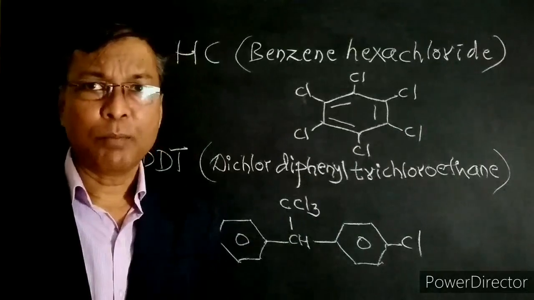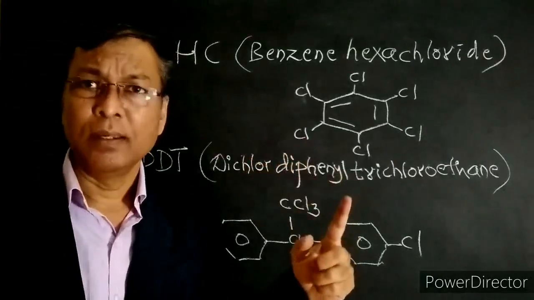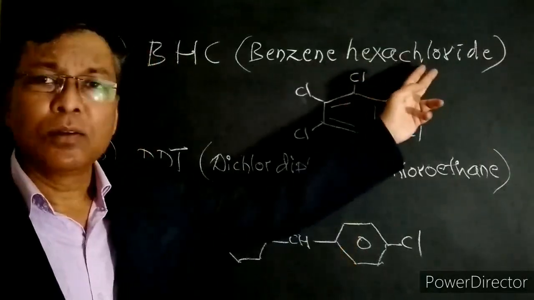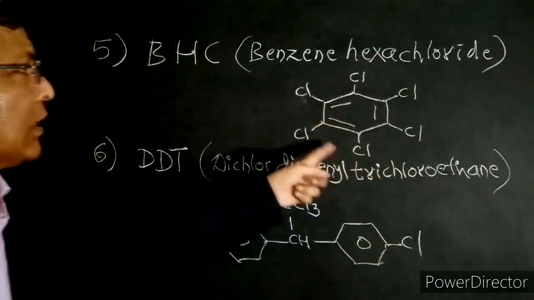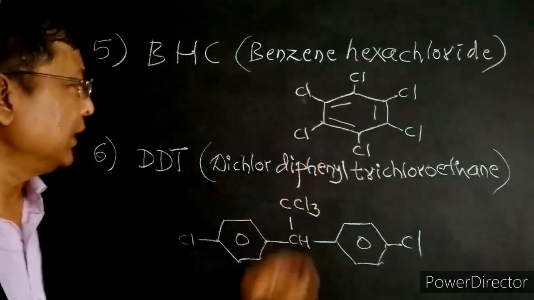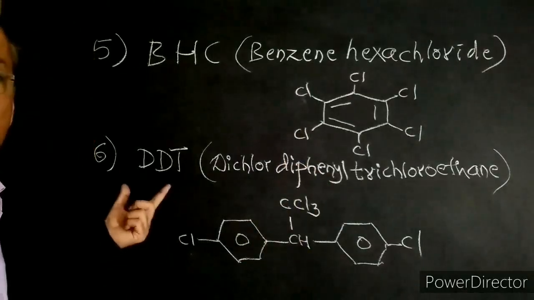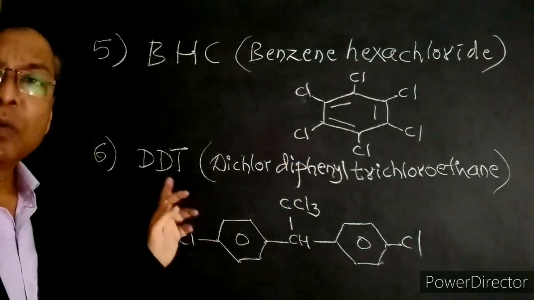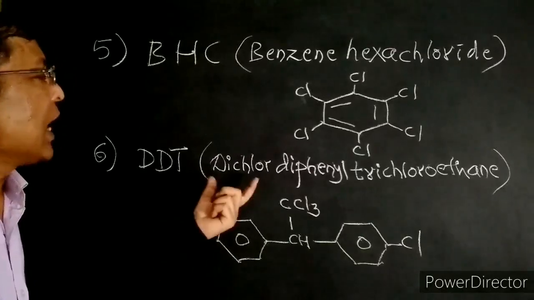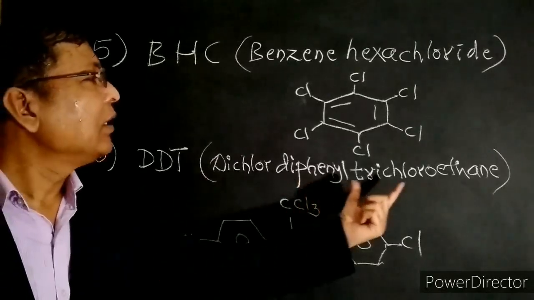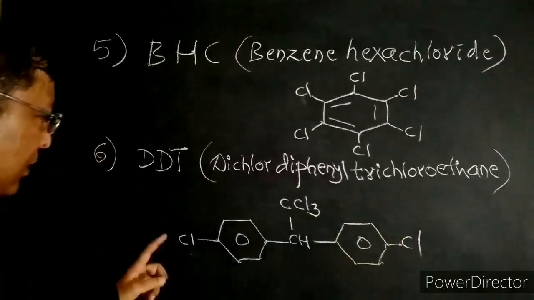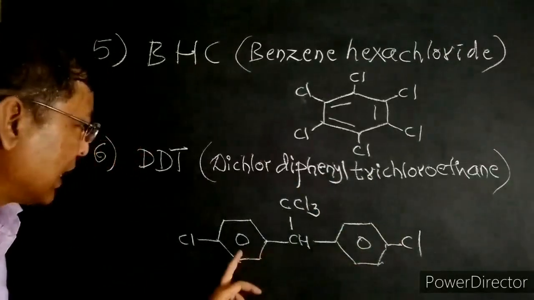The next compound is BHC, benzene hexachloride. This is the structure of BHC. The last compound we are going to study here is DDT. What is the long form of DDT? Dichloro diphenyl trichloroethane.